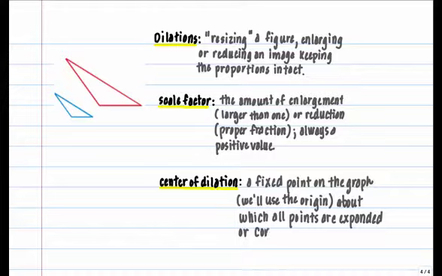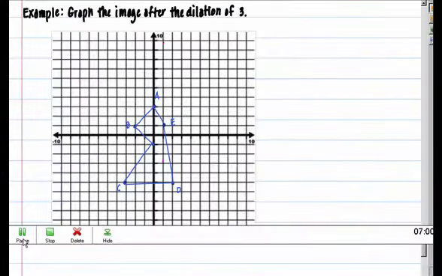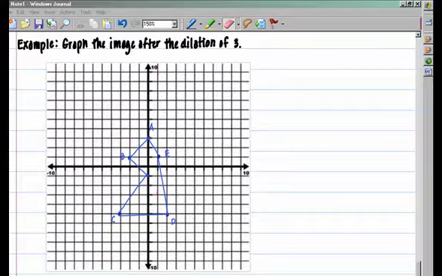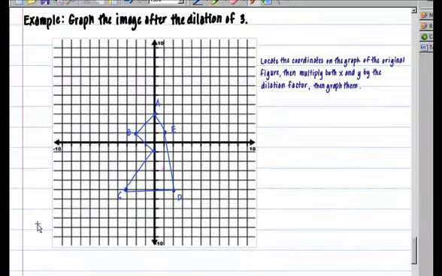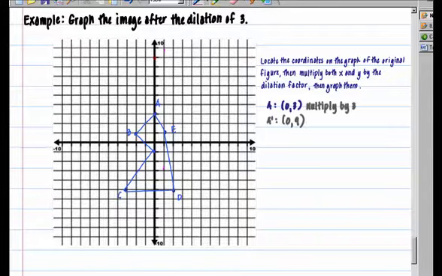Let's look at this example. We're going to graph the image after the dilation of 3. So in other words, we're going to make this 3 times larger than it is. We're going to multiply every single one of the coordinates of our vertices by 3, starting with A. Then I'll multiply the coordinates of B by 3, graphing each one as I go and labeling them with prime markings, A prime, B prime, C prime, etc.